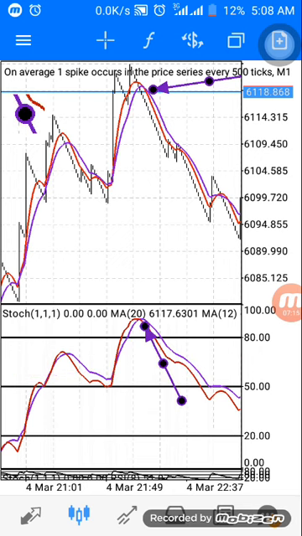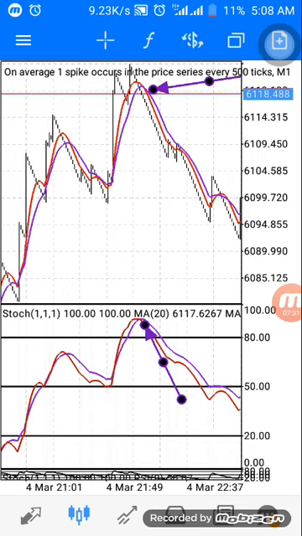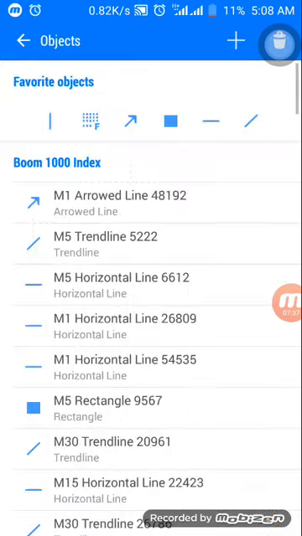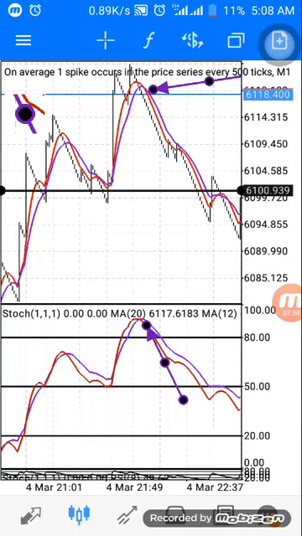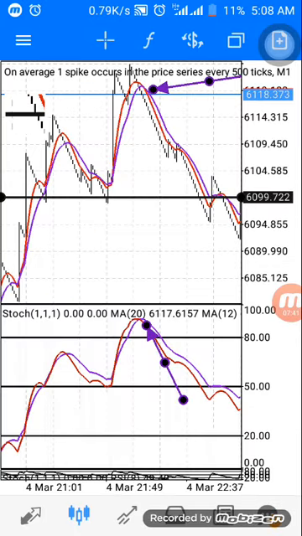Okay, this is an entry point, when the market has gone above level 80 and the two lines are crossing. When the two lines cross above level 80, then you should expect your entry. You should enter the market immediately here and take the candles down to the next level. Here is the level you should take your profit.